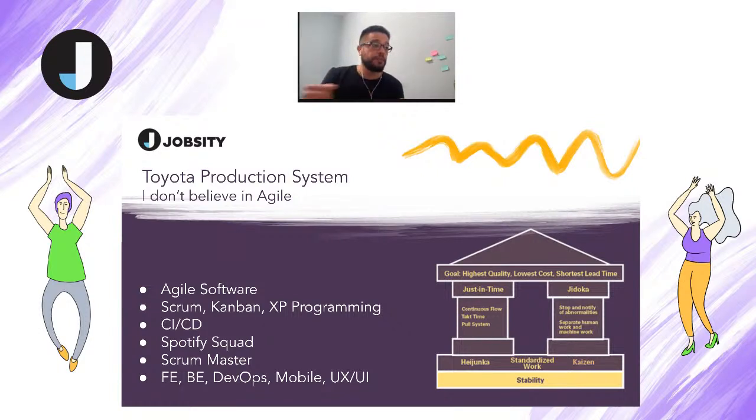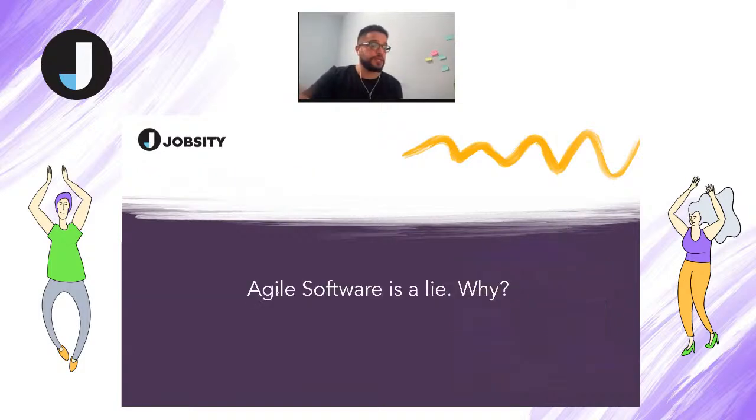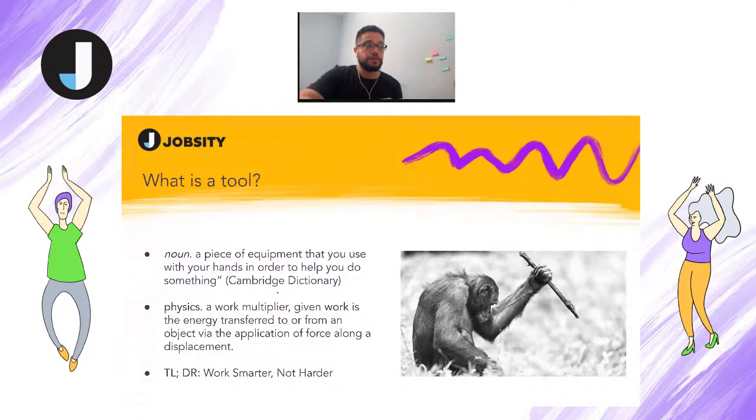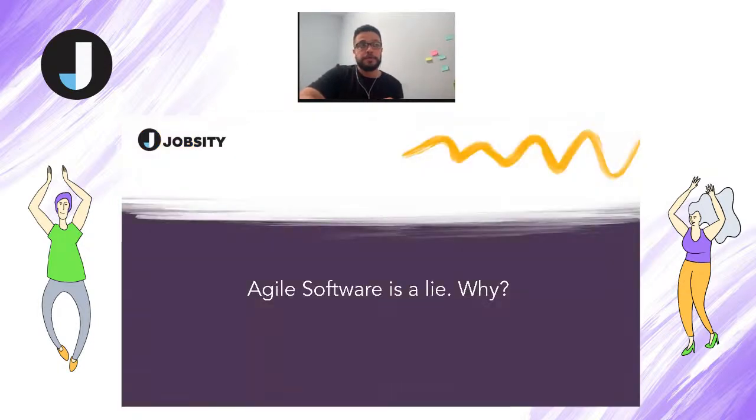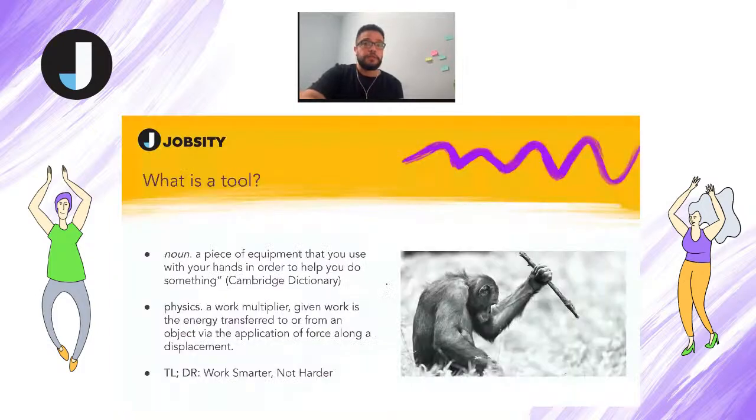So why can we say that agile software is a lie? Because when you look at the fundamental stones of Kanban, you ignore the base, and the base is stability and standardization.